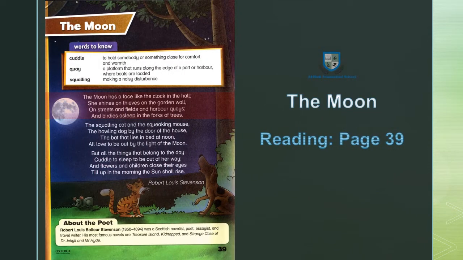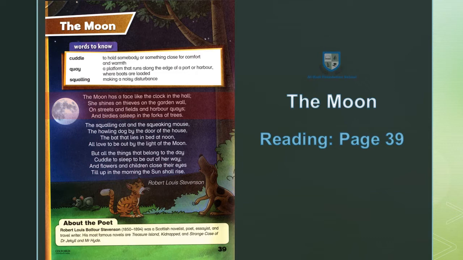Let's start the reading. The moon has a face like the clock in the hall. She shines on thieves on the garden wall, on streets and fields and harbor quays, and birdies sleep in the forks of trees. That's a beautiful poem.